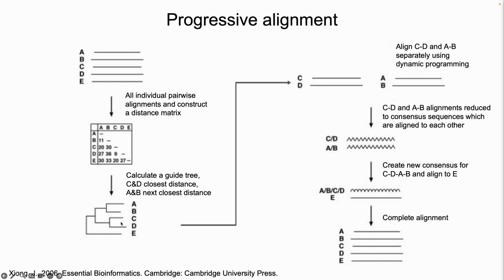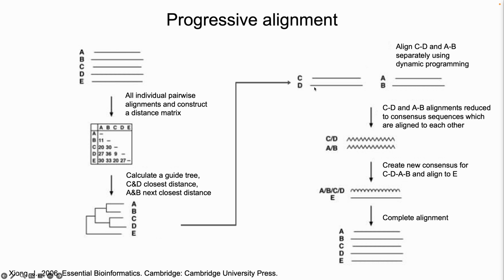Then you build like a phylogeny. They call it a guide tree, based on how similar the sequences are or how many k-mers they share. Then you go back and start aligning. So if this is the guide tree, C and D are closely related and A and B are, I say, closely related, they're similar sequences. So you align A and B, you align C and D, then you make a consensus.